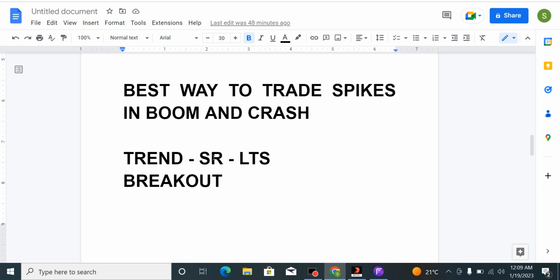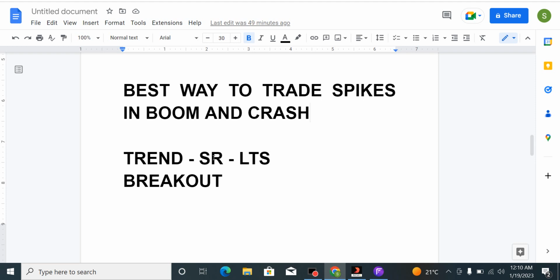Your support and resistance zone will let you know when to go in and when to exit the market, and this will also depend on the exact asset you are trading. You can only trade spikes in either Boom or Crash. All these are very important, and once you know this, then you will be able to milk the market successfully.